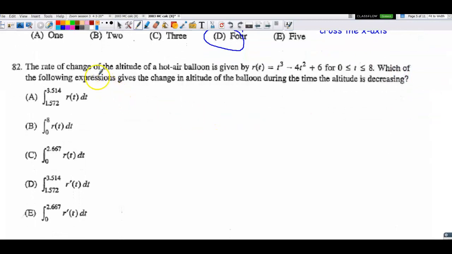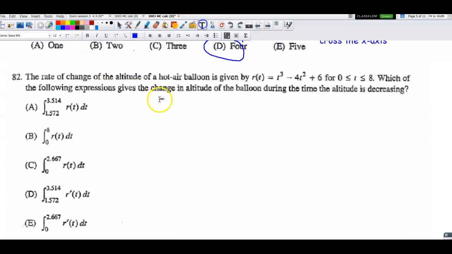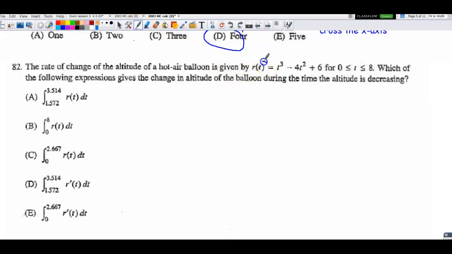Number 82. The rate of change of the altitude of a hot air balloon. Whoops. The rate of change of altitude. So usually H represents, well, let me keep reading. The rate of change of altitude of a hot air balloon is given by, okay, so this function right here, R of t, is the rate of change of the altitude. Which of the following expressions gives the change in the altitude?